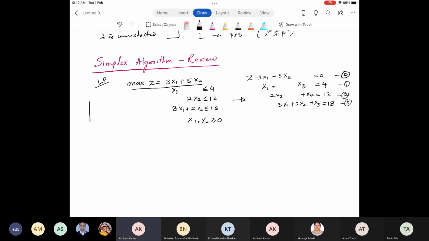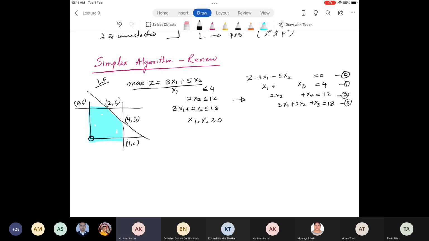So if you look at it from a graphical representation point of view, this is your x1 less than or equal to 4, so 4 comma 0. This is 2x2 less than or equal to 12, so this is 0 comma 6, and this is your 3x1 plus 2x2. So the feasible region is this portion. And the points you will get: if you plug in x1 equals 4 in this equation, you will get 4 comma 3, and here you will get 2 comma 6.